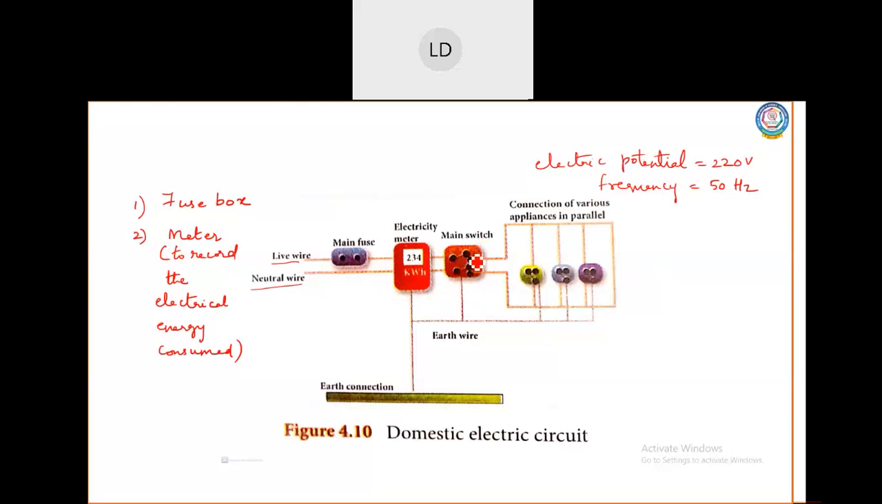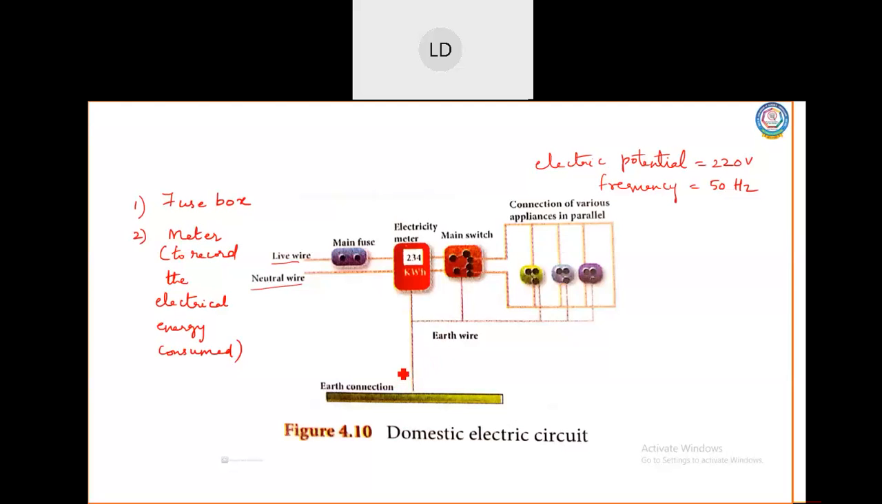Okay, now this main switch is used to discontinue the electric supply whenever required. Suppose I want to do maintenance work in one particular part, this main switch is switched off so that the circuit is broken, right. And after this main switch, these wires are connected to two separate circuits. So what are these two separate circuits?